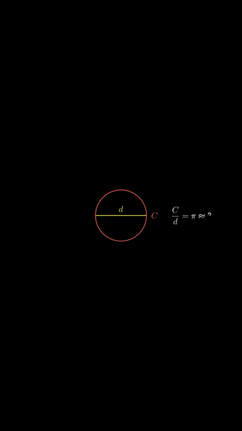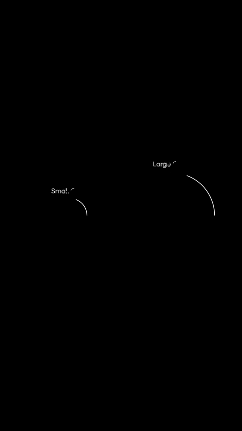Thousands of years ago, mathematicians discovered something remarkable. If you divide the circumference of any circle by its diameter, you always get the same number. This special number is pi, approximately equal to 3.14, though its decimal digits continue infinitely without repeating. This might seem like a simple coincidence, but it's actually a fundamental property of all circles.